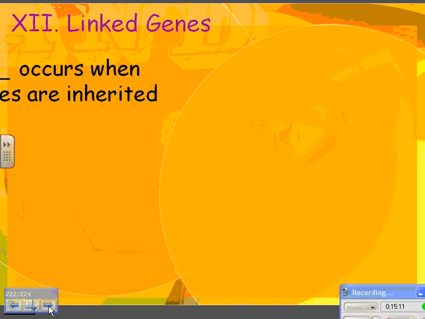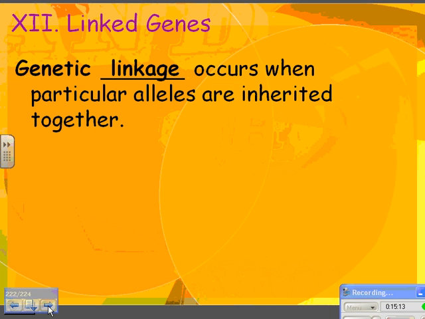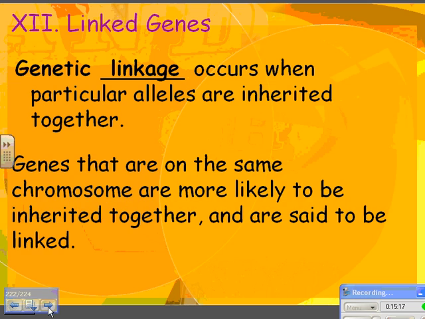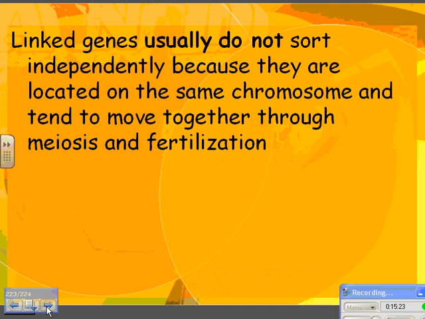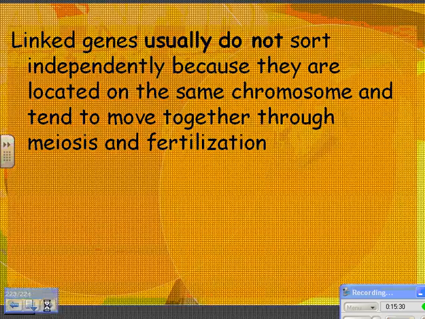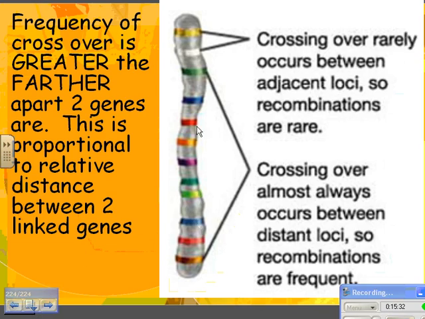Finally, linked genes. Genetic linkage occurs when particular alleles are inherited together, and genes that are on the same chromosome are more likely to be inherited together and are said to be linked. Linked genes usually do not sort independently because they are located on the same chromosome and tend to move together through meiosis and fertilization. For example, this gene and this gene are very close together. Usually they're going to be inherited together.